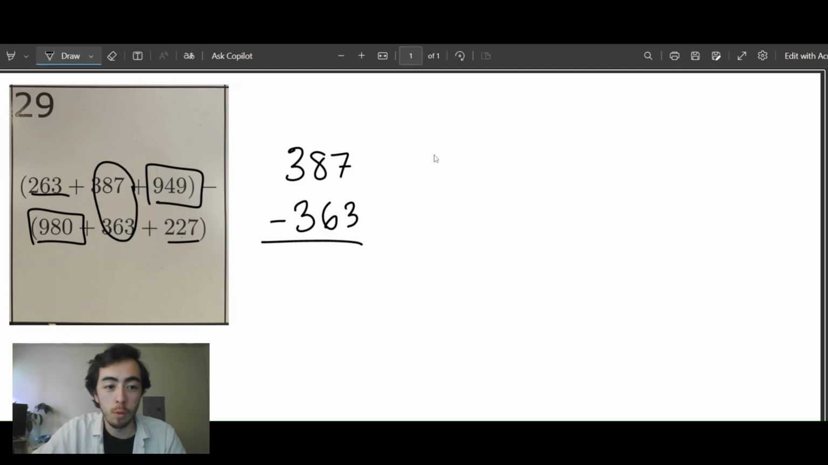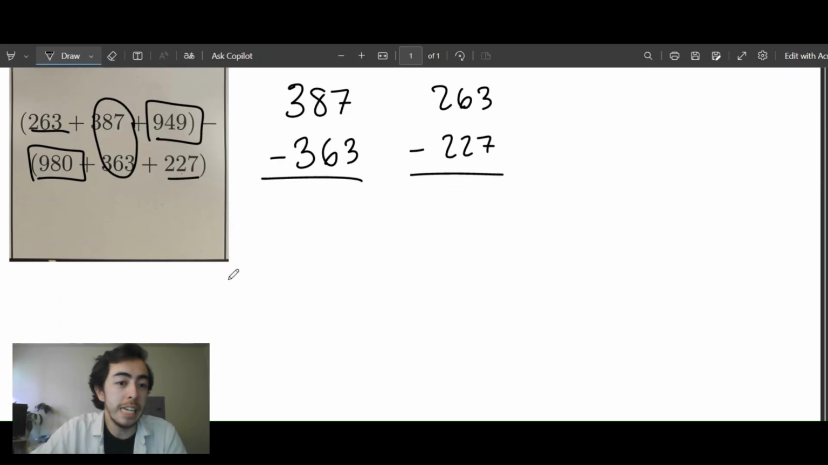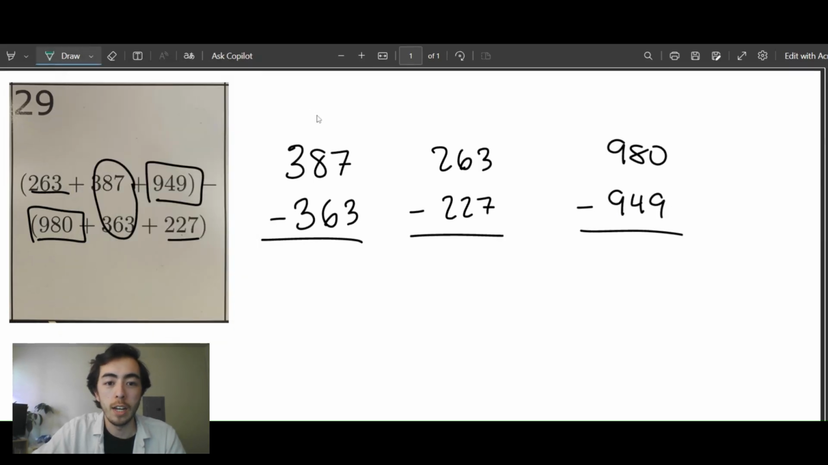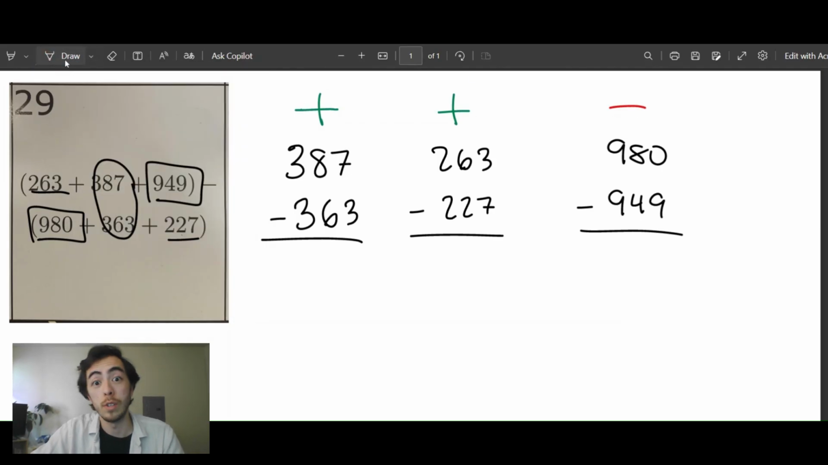I'm thinking the same thing with that 263 and that 227. Might as well subtract those with each other. And then the 980 will be subtracted from the 949, though I don't really like subtracting larger numbers from smaller ones. So I am going to flip them around, and I just need to remember that this one is going to have a negative sign in front of its difference here. So if I add up these ones and then finally subtract this value, I should get 29.